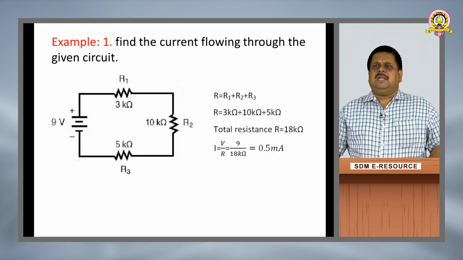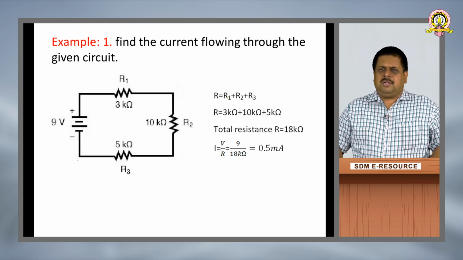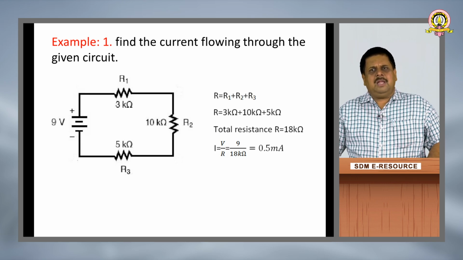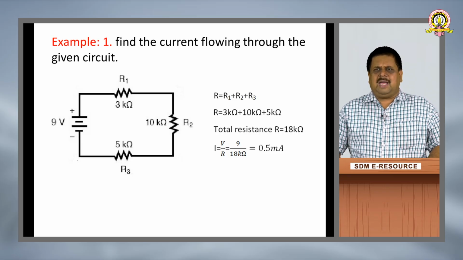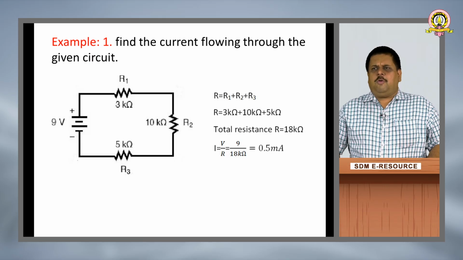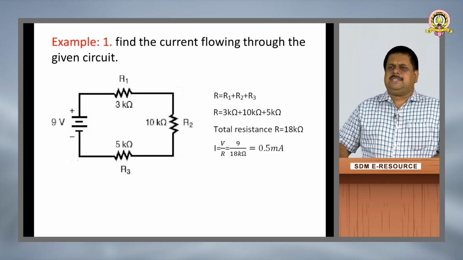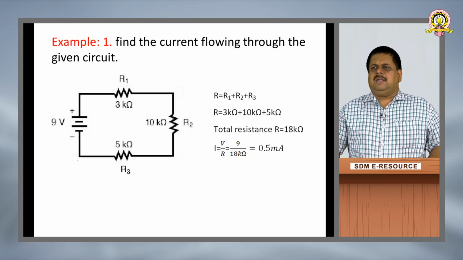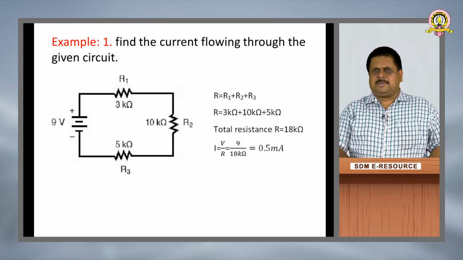Before that, let us see the example. Find the current flowing through given circuit. Simple circuit is given here. 9 volt is the applied voltage. Resistances R1, R2 and R3 are connected in series here: 3 kilo ohm, 10 kilo ohm and 5 kilo ohm. Total resistance will be 18 kilo ohm. The current flowing through which, according to Ohm's law, I is equal to V by R, that is 9 by 18 kilo ohm, will give you 0.5 milliamperes.